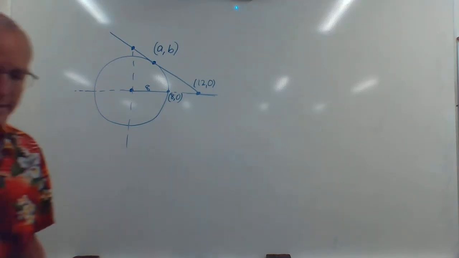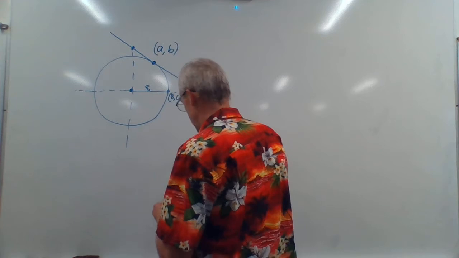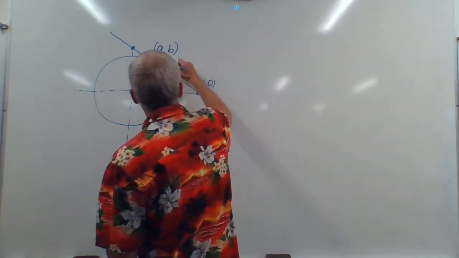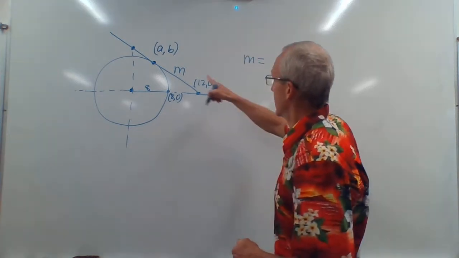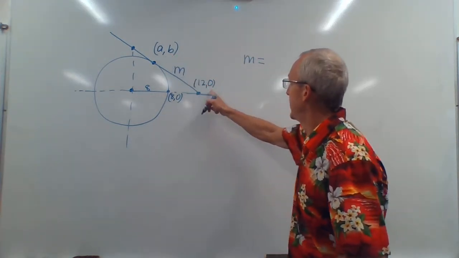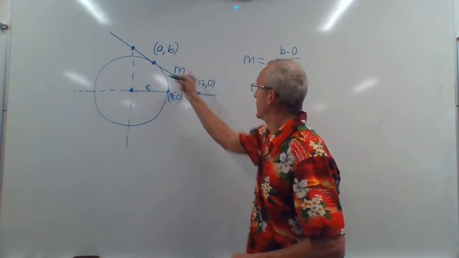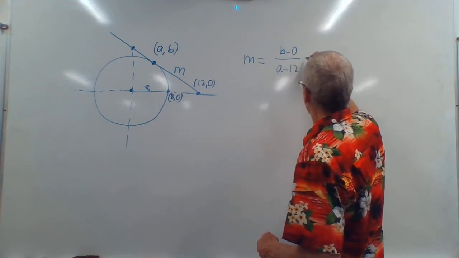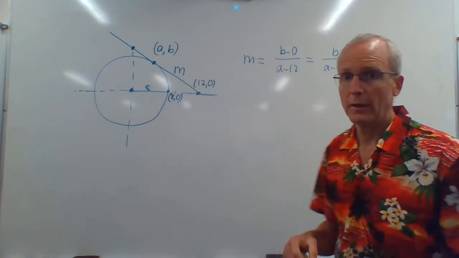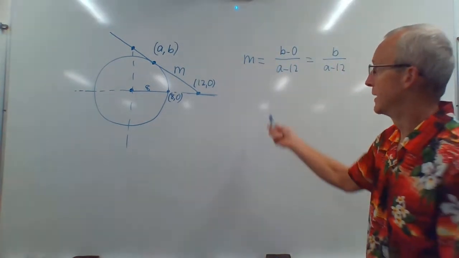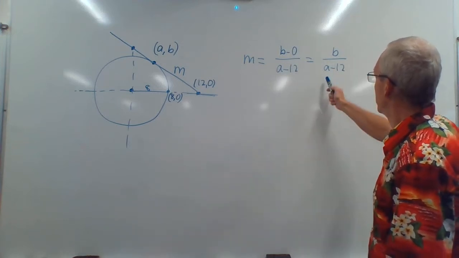One way to do the slope is the standard way. The slope of this line, let's call it the blue slope, m. Then m is, it doesn't matter which one you start with, let's say b minus 0, so b minus 0 divided by a minus 12. Which of course is just b over a minus 12. That's one formula for the slope, that's the easy one. But we don't know a or b.